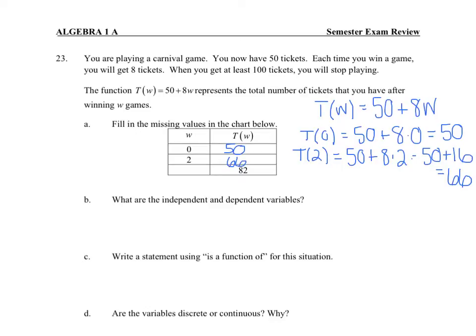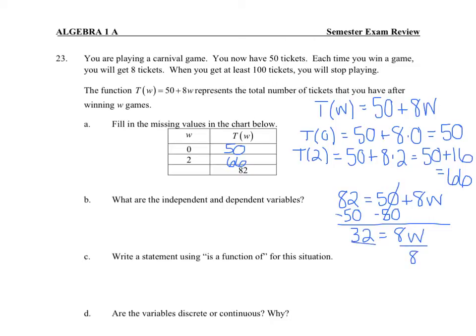The final one, though, says t of w equals 82. So this whole part right here is going to be replaced with 82. So 82 equals 50 plus 8w, and then I'm going to solve for w. So the first thing I'm going to do is subtract 50 on both sides, and 82 minus 50 is 32. These cancel out, and we have 8w. So then to solve for w, I'm going to divide both sides by 8, and w is going to equal 4. So when w is 4, t of w equals 82.